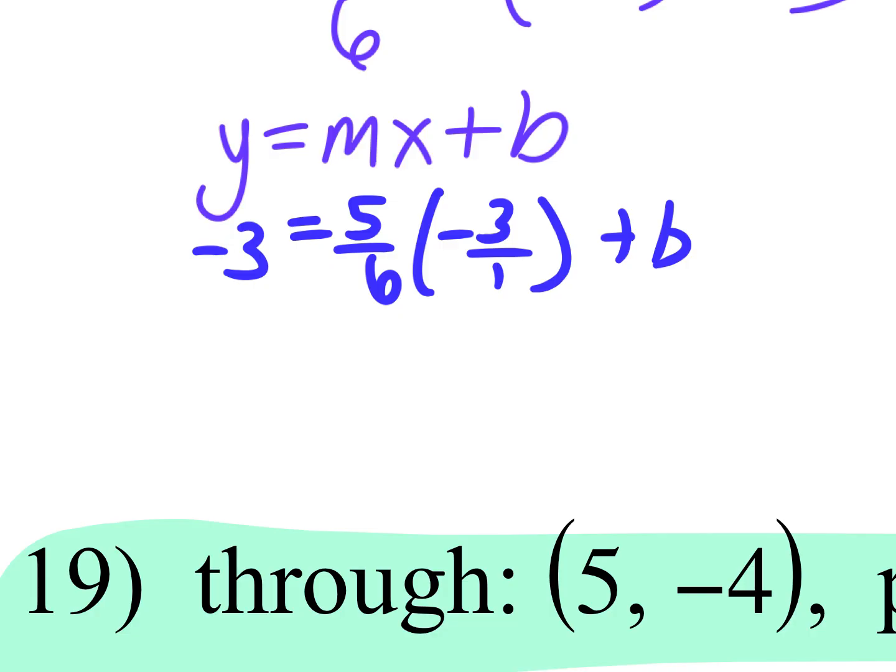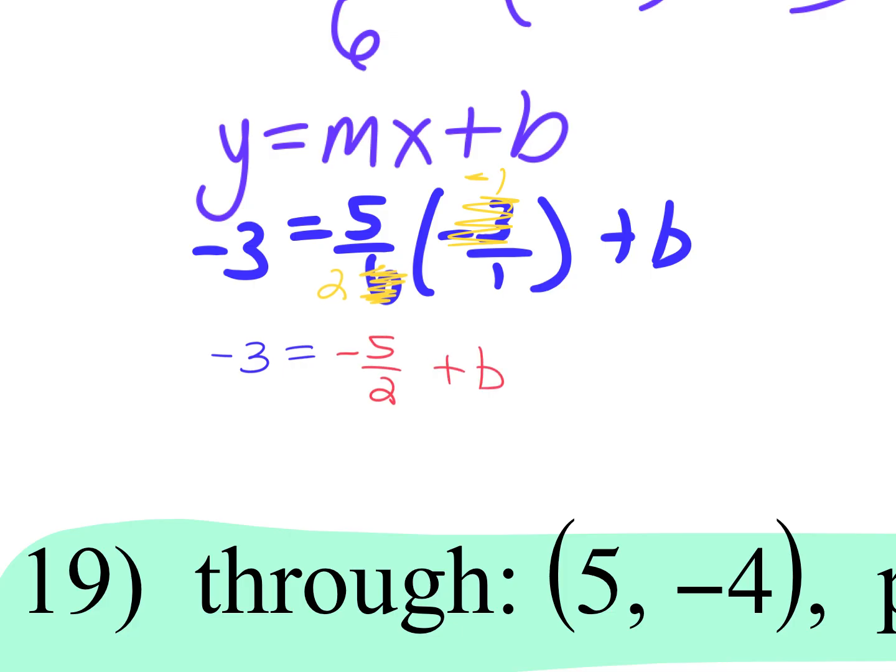So before you try and get rid of fractions, let's simplify a little bit. So I have negative 3 equals. Can I simplify anything here? Right? This becomes a 2, doesn't it? And this becomes a negative 1. Are we allowed to do that? Yes? Okay. So I have negative 5 over 2 plus b.